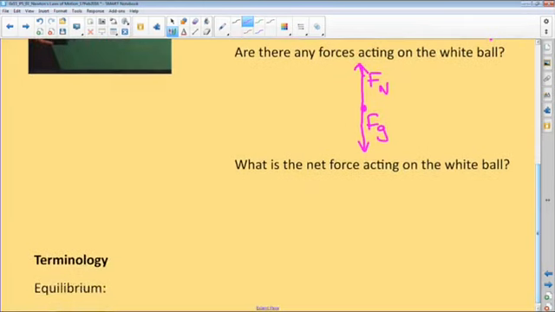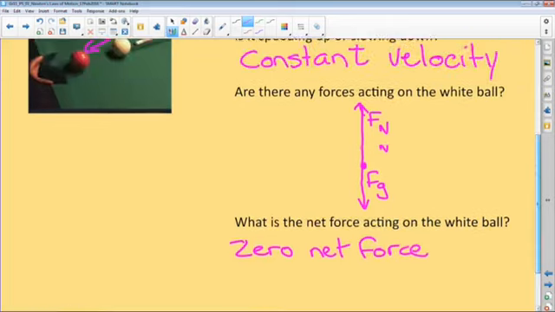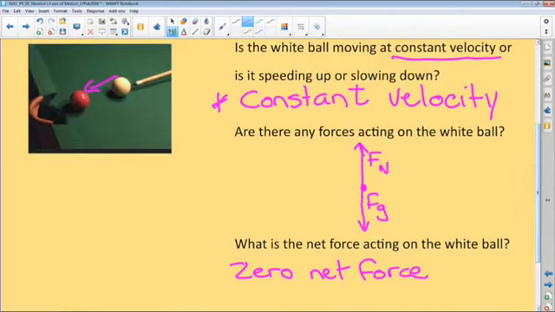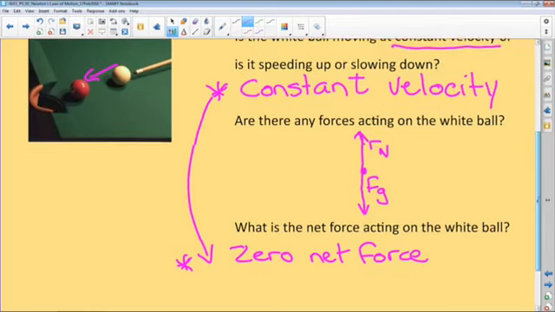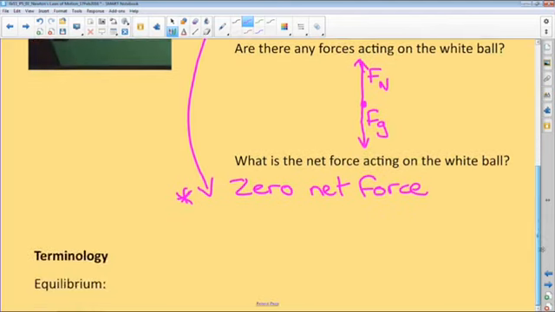What is the net force acting on the white ball? And again, our net force is going to be a zero net force. And if we want to know why, the reason is because we said there is a constant velocity. So if there's a constant velocity, that means that we have a zero net force. Those two concepts go together. So what does that mean? How do we explain that?